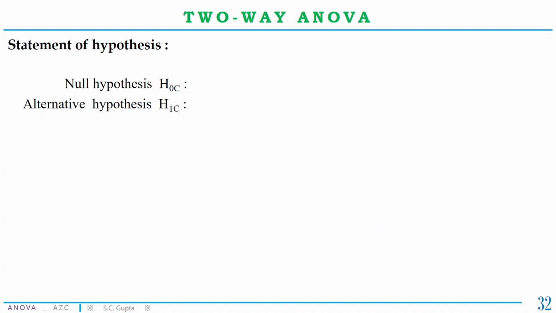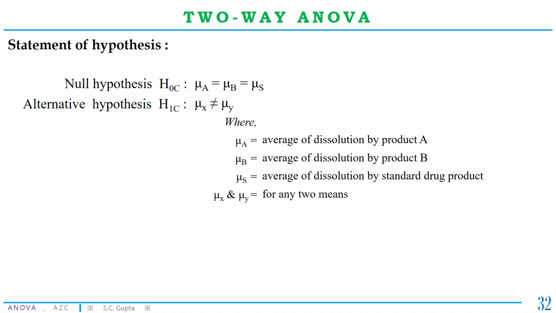Statement of hypothesis. Let's first generate the hypothesis for tablet products, that is, for columns. Null hypothesis is mu A is equal to mu B is equal to mu S, and alternative hypothesis is mu X is not equal to mu Y, where mu A is the average of dissolution by product A, mu B is the average of dissolution by product B, mu S is the average of dissolution by the standard drug product, and mu X and mu Y are for any 2 means.